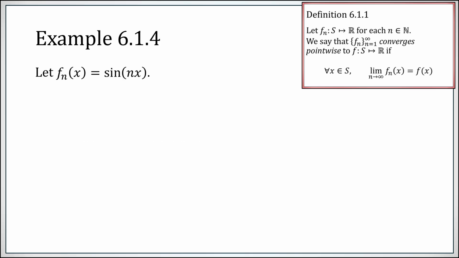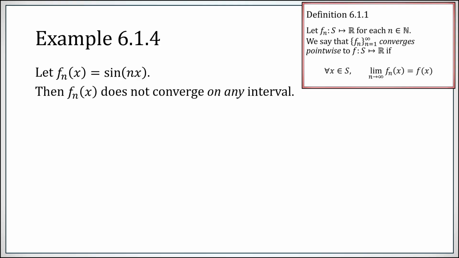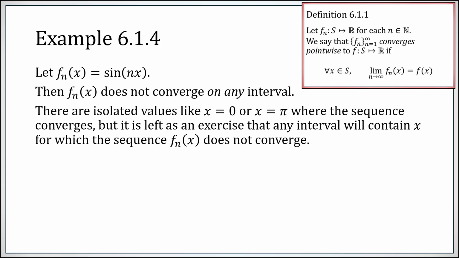Another example, let fn of x be the sine of n times x. Fn of x does not converge pointwise on any interval. There are isolated values, for example, x equals 0 or pi, where the sequence converges, it's constantly 0. However, it is an exercise to show that in any interval, there will be points for which the sequence fn of x does not converge.